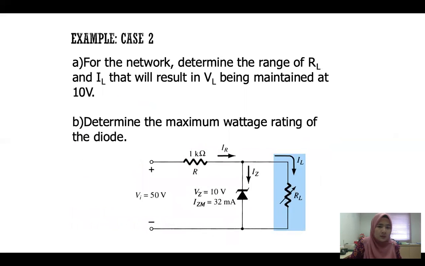So let's do an example for case 2. You are given this circuit. The question asks, for the network, determine the range of RL. For case 2, now you have a fixed V in and variable RL. So for the network, determine the range of RL and IL that will result in VL being maintained at 10 volts. Second, determine the maximum wattage rating of the diode.